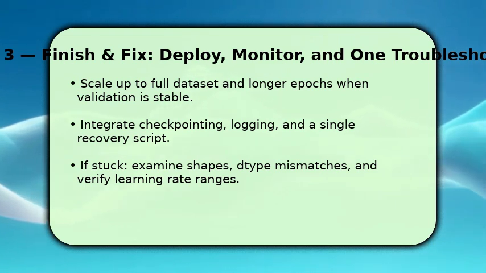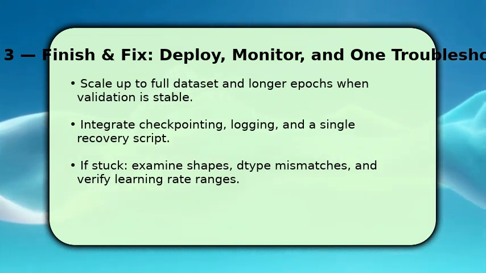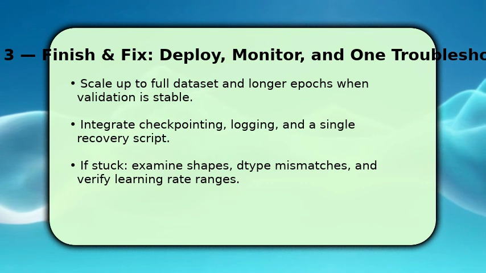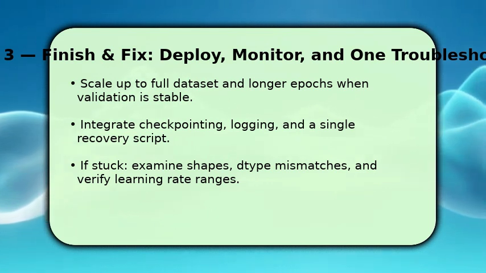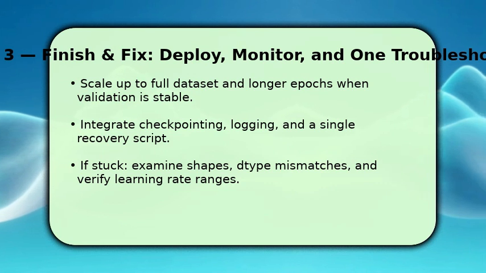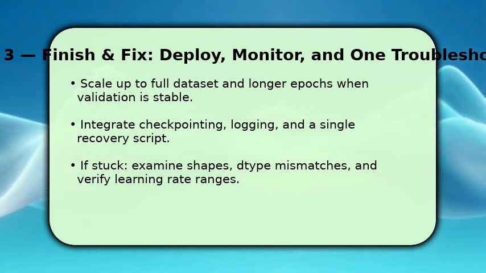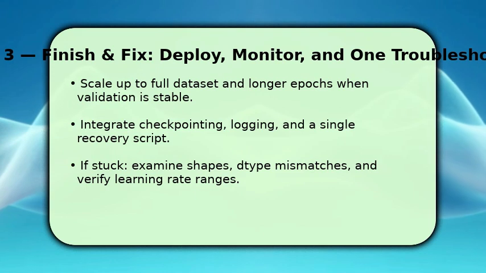If something fails, first check tensor shapes and D-type mismatches, then confirm the learning rate is in a sane range. Often a simple batch size or D-type fix resolves errors quickly. Document 1 key fix for future skills.